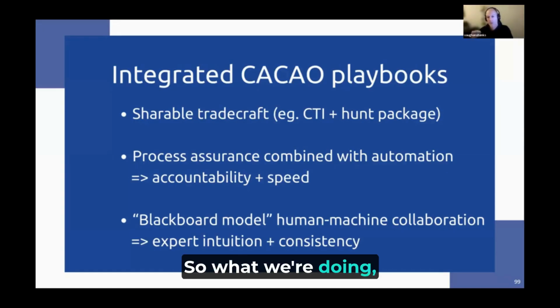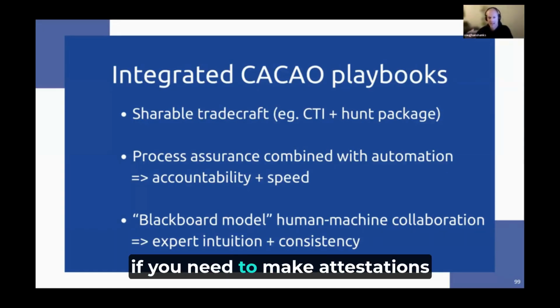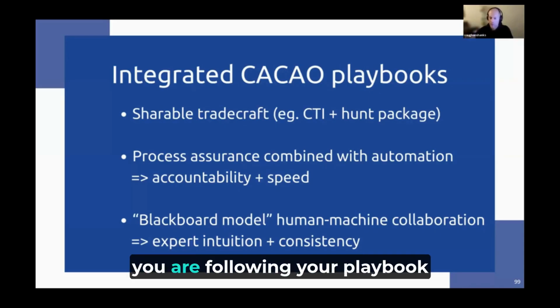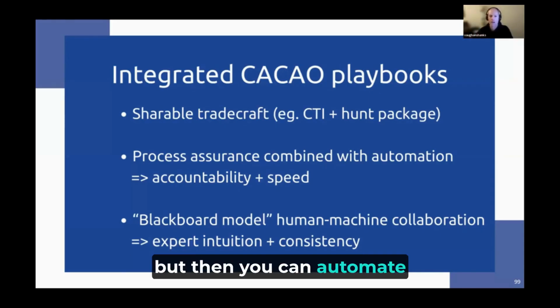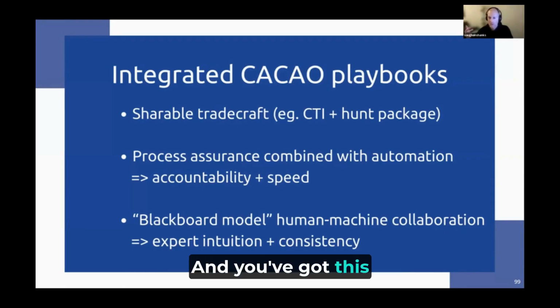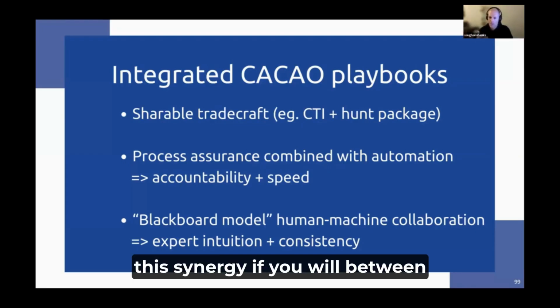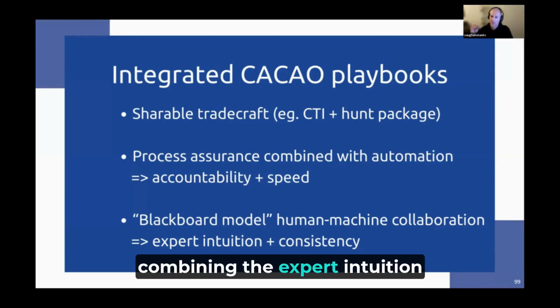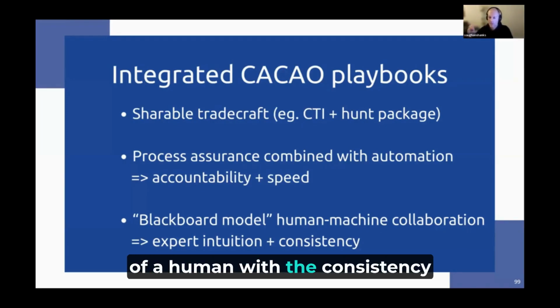So what we're doing, we're getting process assurance. If you need to make attestations to some authority, you can show them you have a playbook, but not only do you have the playbook, you are following your playbook, but then you can automate parts of it. So you've got that accountability combined with speed, and you've got this collaboration, this synergy, if you will, between humans and machines, combining the expert intuition of a human with the consistency and speed of machine execution.